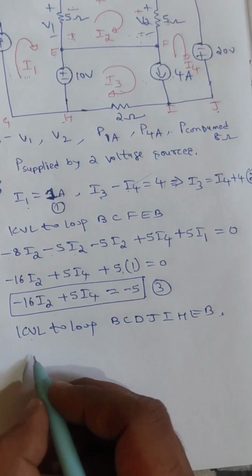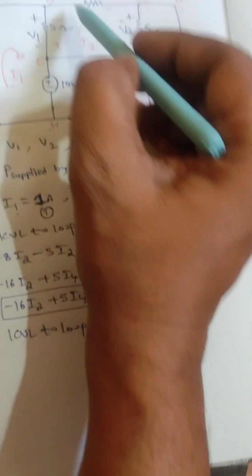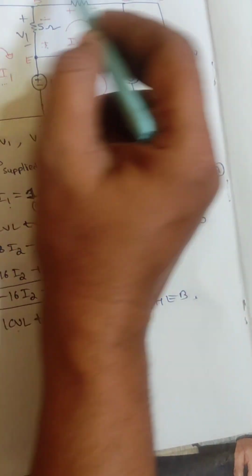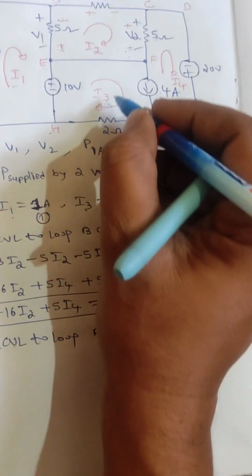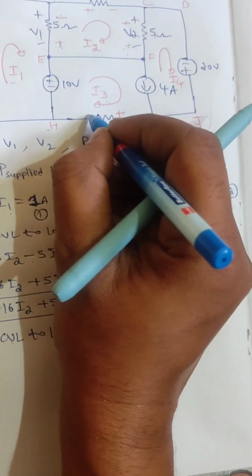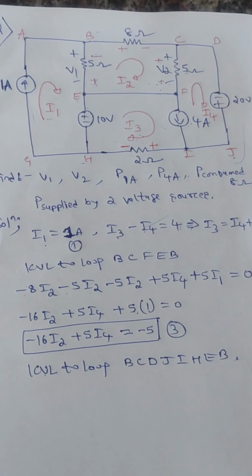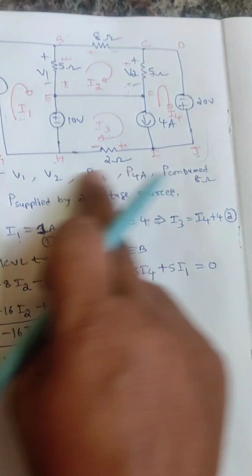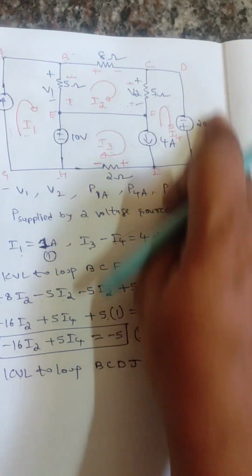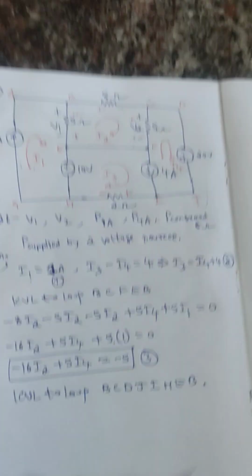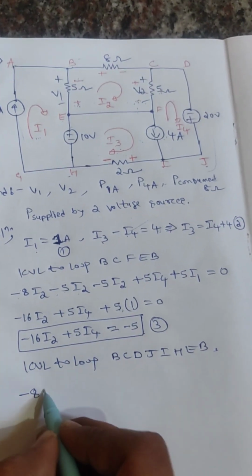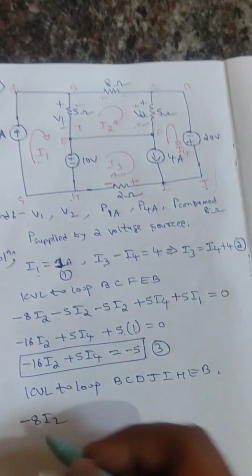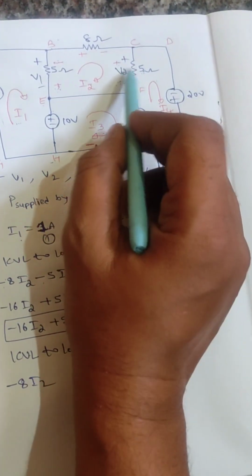So let's see. Let's start from this. See now, this is my outer direction. As per this current I3 direction, mark the polarity. This current is entering here, so mark plus, and where it leaves, negative. That's it. You see the outer direction. This is the loop direction: B, C, D, J, I, H, E, B. So apply KVL. Start from here. Minus 8. What is the current in this resistor? Only the I2 current. Then don't take this one.